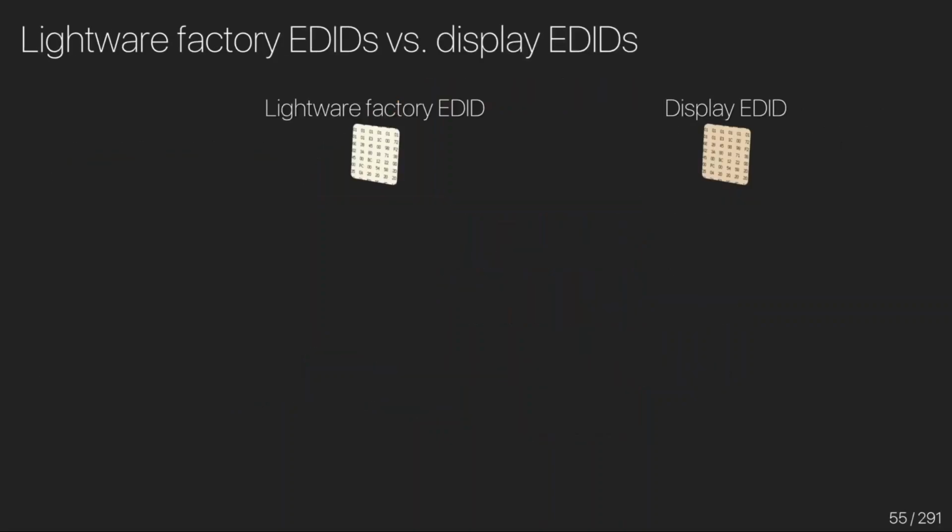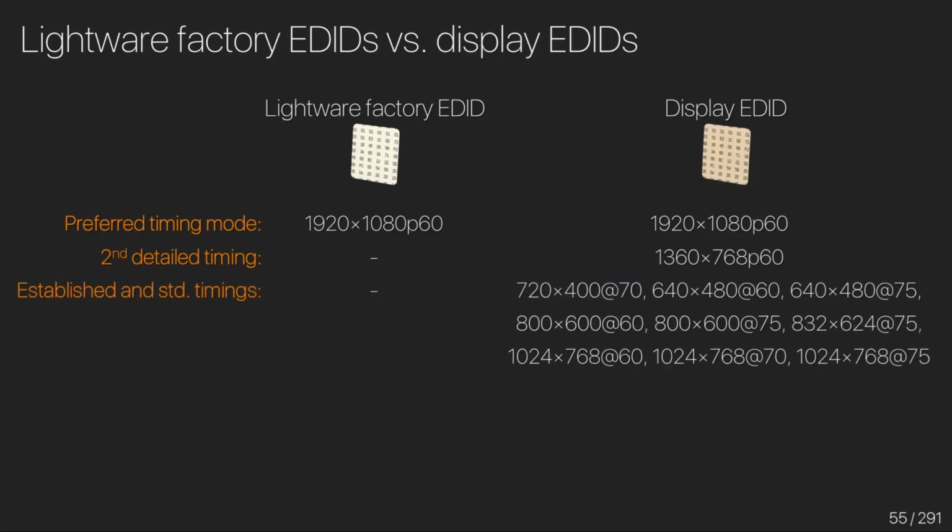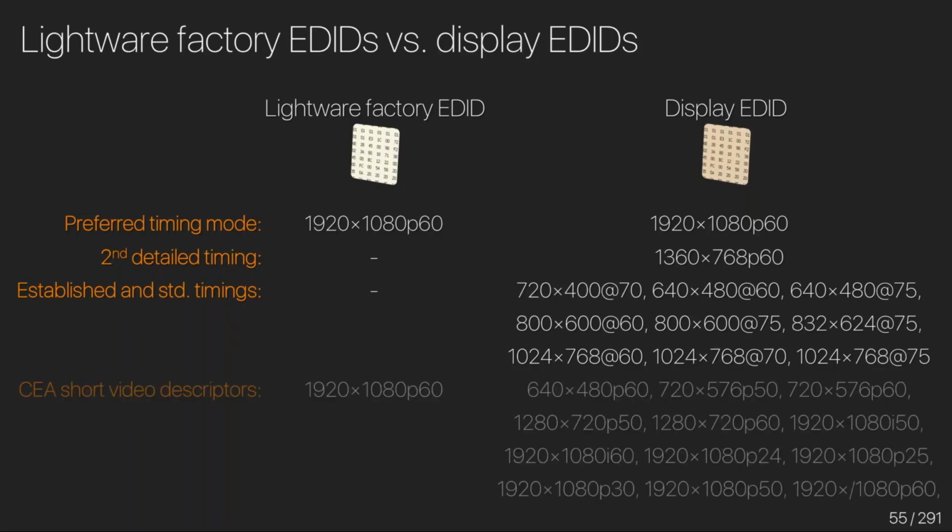So now that we know a little bit more about EDID, let's compare one of our Lightware factory EDIDs with the EDID from an average display. The most important part, the preferred timing mode, is the same. We both have that resolution listed, 1920x1080. However, with the second detailed timing, the display has information, but the Lightware EDID is empty. Likewise for the established and standard timings.